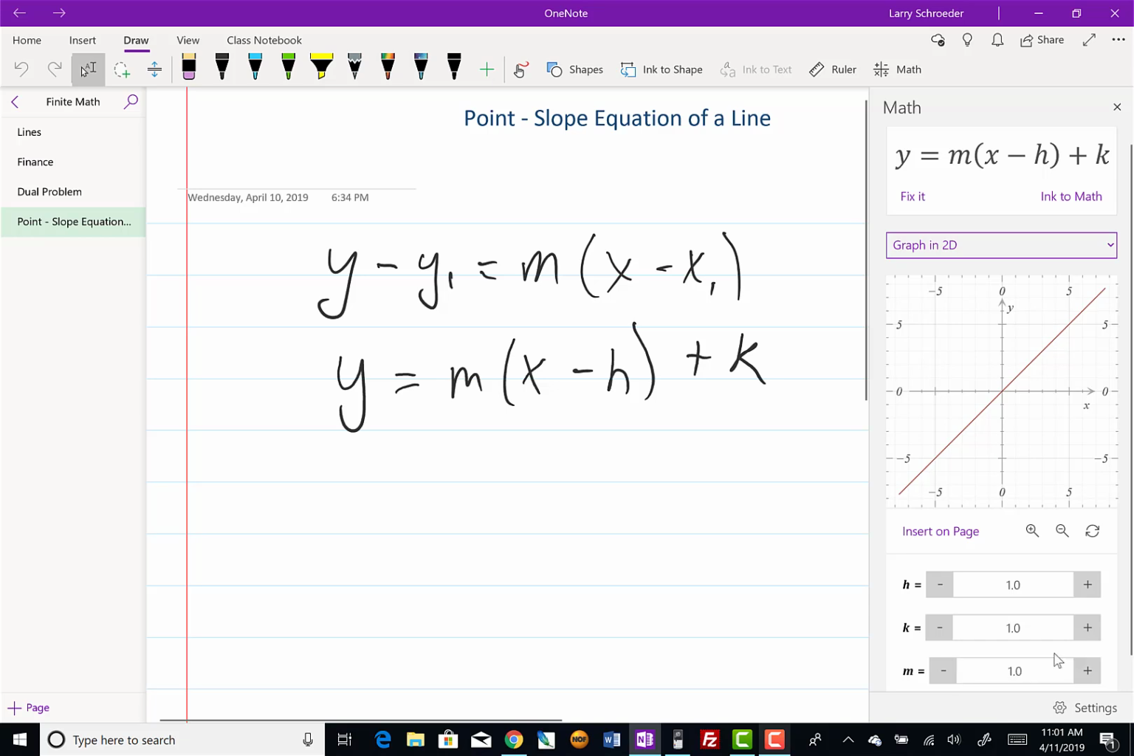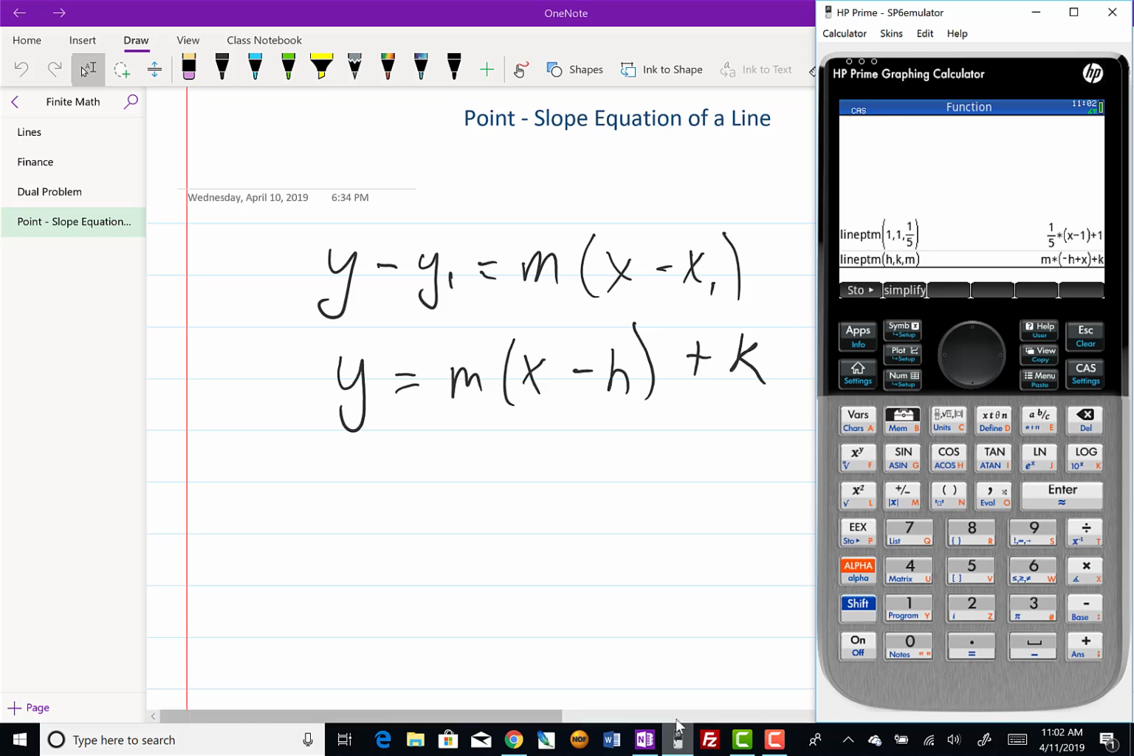So we see that we have a line through the origin with a slope of 1. If we wanted to do the one that was on our calculator, we'd go back to 0.2. And we see that we have that particular line. So again, if we were looking at our calculator, we can see that that particular line is here.